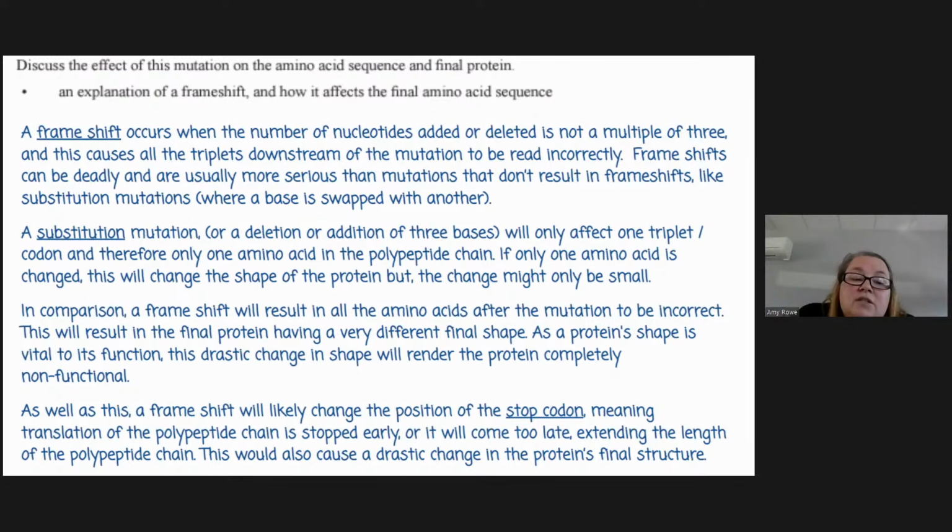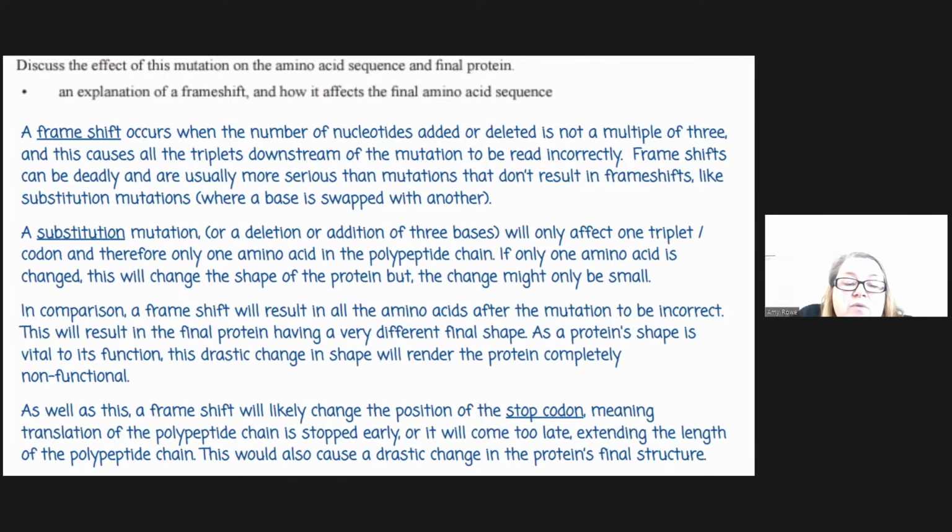If only one amino acid is changed, this will change the shape of the protein, but the change might only be small. The protein may still function. It may just have a different specificity, so it's not going to be as specific for its substrate as it should be. In comparison, a frame shift will result in all the amino acids after the mutation being incorrect. This will result in the final protein having a very, very different final shape. And because shape is so important to the functioning of a protein, this drastic change in shape will mean that the protein is completely non-functional.